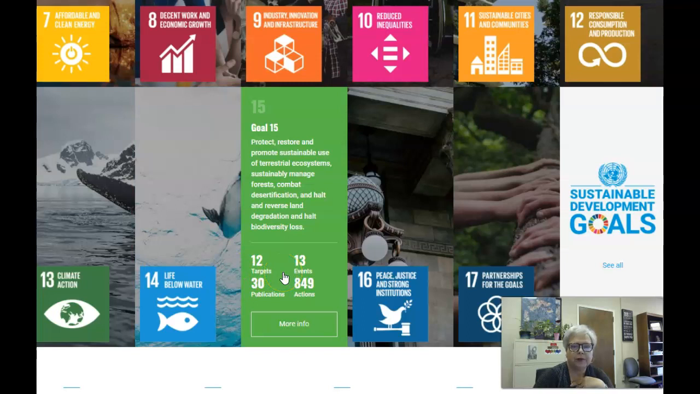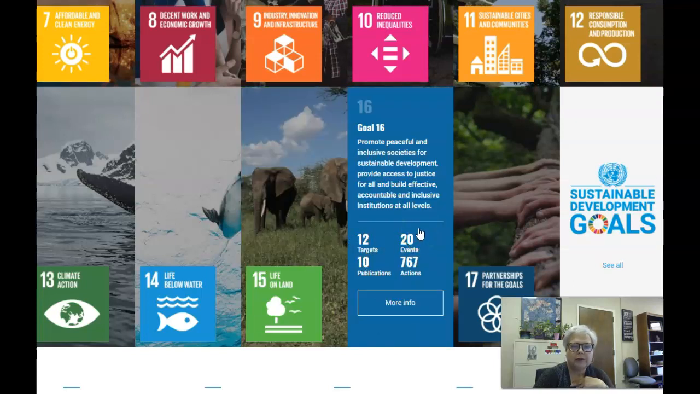15, protect, restore, and promote sustainable use of terrestrial ecosystems, sustainably manage forests, combat desertification, and halt and reverse land degradation and halt biodiversity loss. Goal 16, promote peaceful and inclusive societies for sustainable development, provide access to justice for all, and build effective, accountable, and inclusive institutions at all levels.